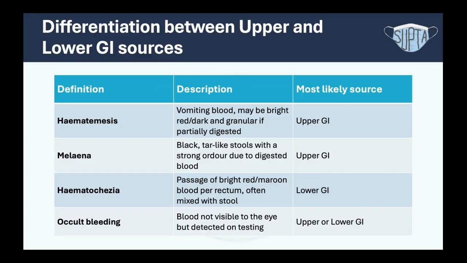And finally, we have occult bleeding. Occult means hidden or not visible to the naked eye, but it can be picked up by stool studies like a fecal immunochemical test or a fecal occult blood test, which we'll talk more about later. And over time, this can cause iron deficiency anemia. So which one of these do we think Mr. Thompson has?